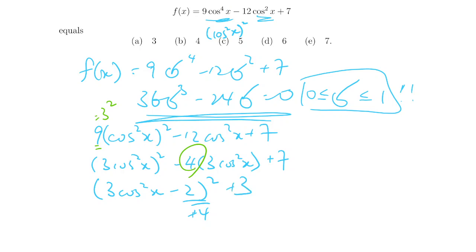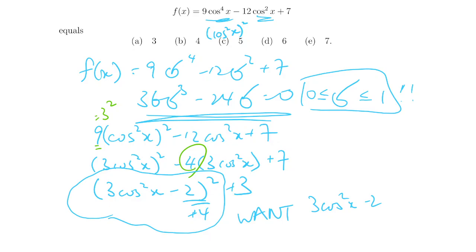Good. Minimum value? If I want the minimum value, this guy must be as small as possible. So something squared, what's as small as possible of something squared? 0, right? Do you guys see this? Good. We want 3 cos squared x minus 2 equals 0. So we've got to ask ourselves, is that achievable? This means cos squared x is 2/3, right? And as I said up here, the apple is between 0 and 1, so 2/3 is between 0 and 1, so it is achievable.